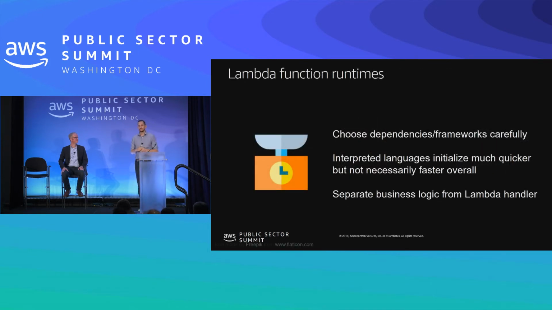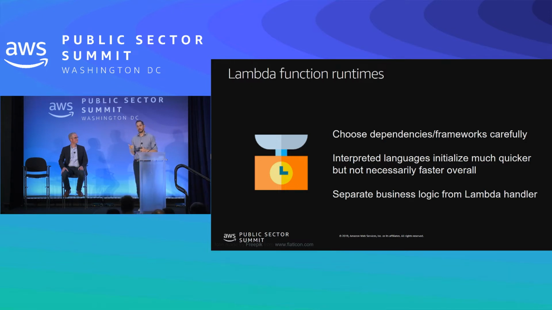So function runtime. Again, choose your dependencies and frameworks very carefully. As you're going through, there are ways to optimize all runtimes, whether you're using Java, .NET, Go or Python, it doesn't matter. You can optimize all of them. But the key to remember is that you want to be very conscious about what you're doing with those. So that JVM startup is something you're going to have to look at and think through.